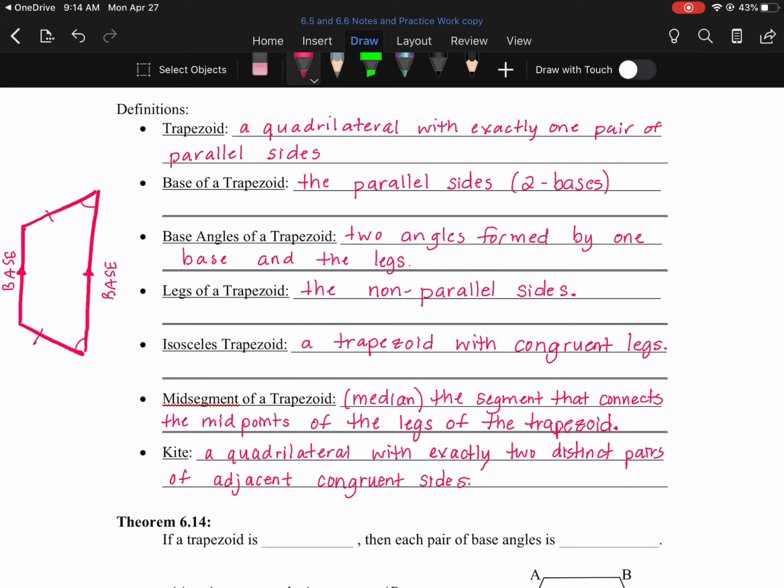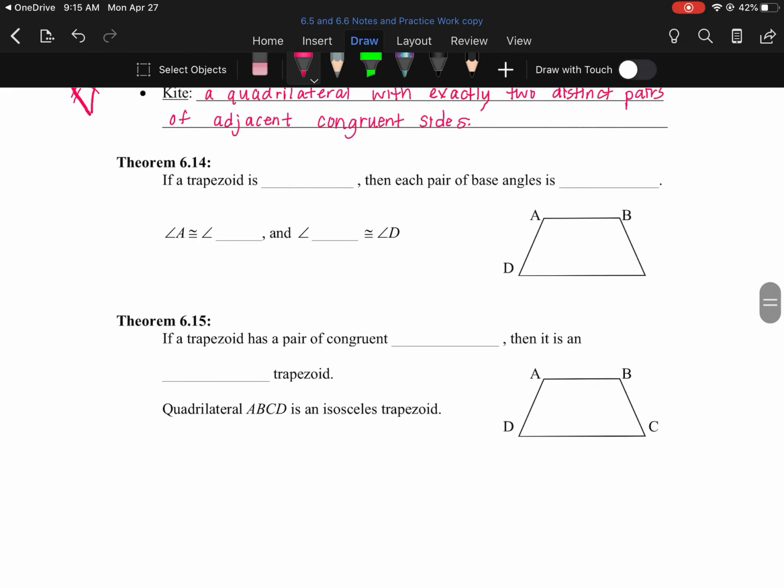Think about my best regular kite, because they have all shapes of kites now. There we go. So two distinct pairs of adjacent: those two are adjacent and congruent, and these two down here are adjacent and congruent. So there's all our definitions. We're going to be using this information throughout today's lesson. Now, two quick theorems.